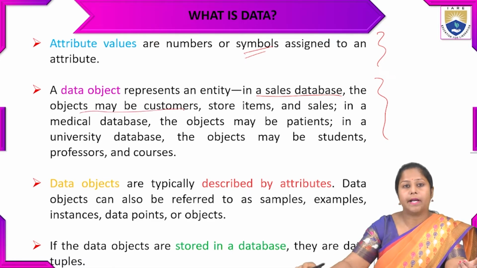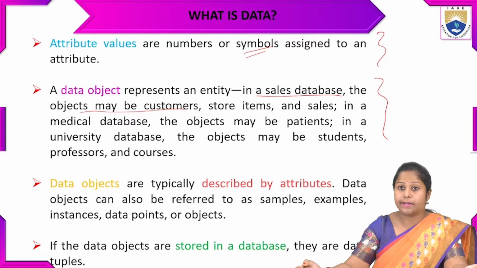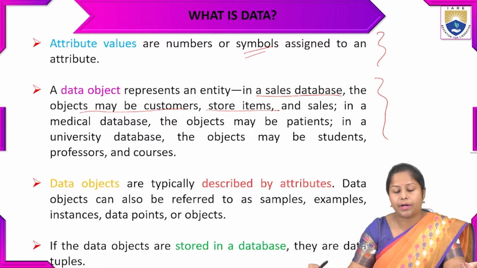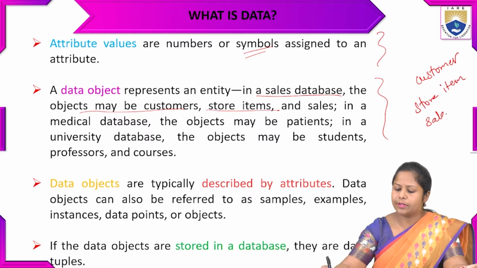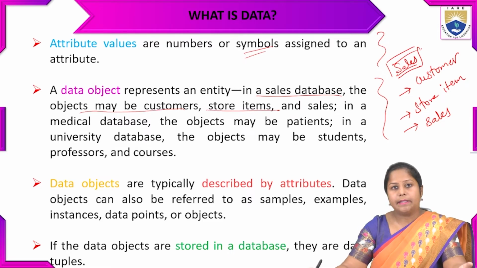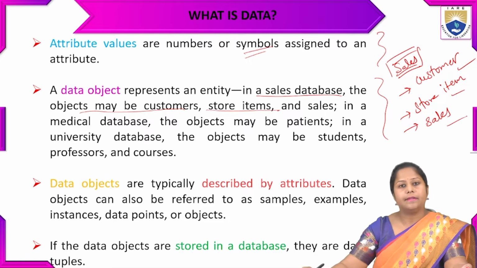Here the object may be customer. The object can be pointed to as customer. In that sales database, there can be the attributes store item, right? Customer, store item, and sales. These are some attributes in this example of a sales database. So these are the objects: customer, store item, and sales.